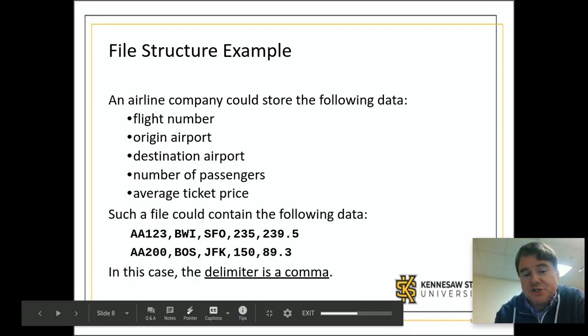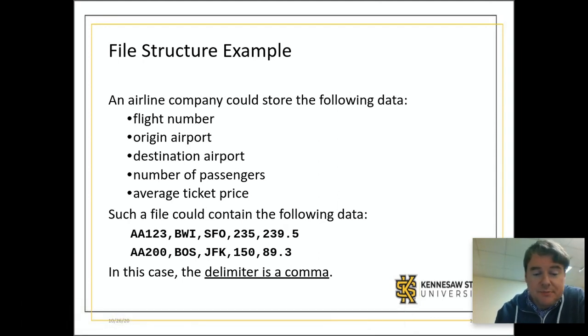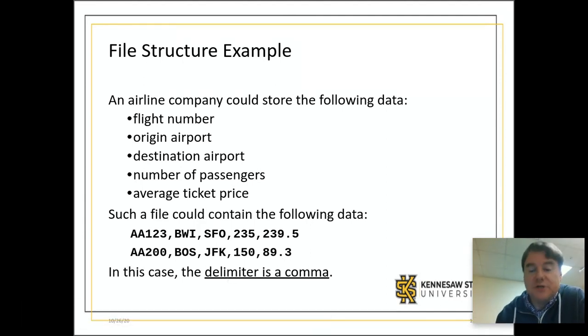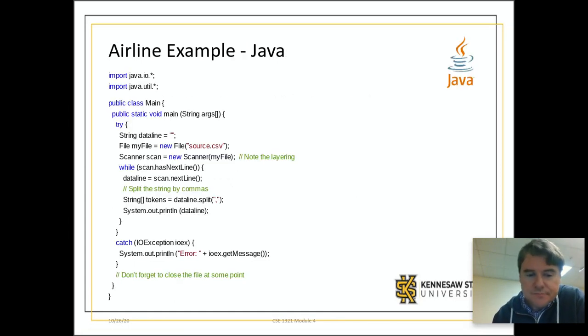All right, tokens at position 0 would have AA123, whereas tokens at position 1 would have BWI, and tokens at position 2 would have SFO, and so on and so forth. So this gives you a bunch of cells in an array, each of which has a string. And then, of course, you could manipulate them however you want to. In this case, all we did was print it out. So it's not a very useful program. It just prints out the original line, even after it's split it up into those separate tokens.